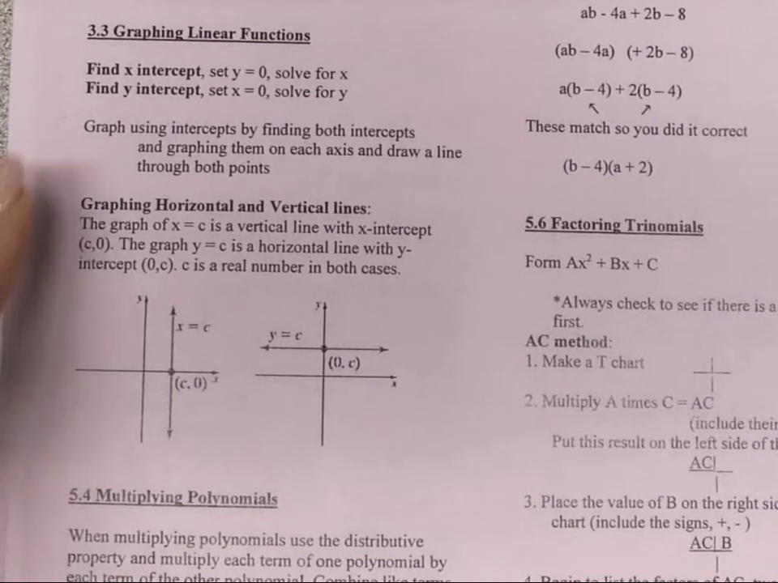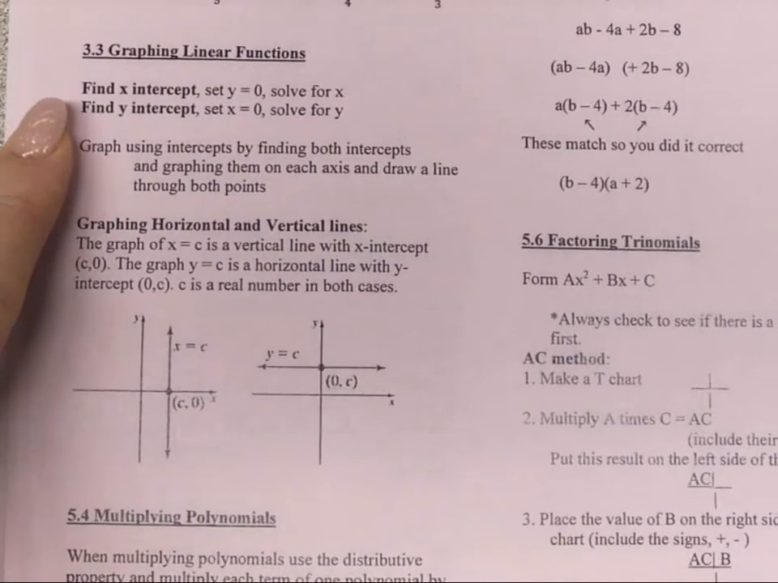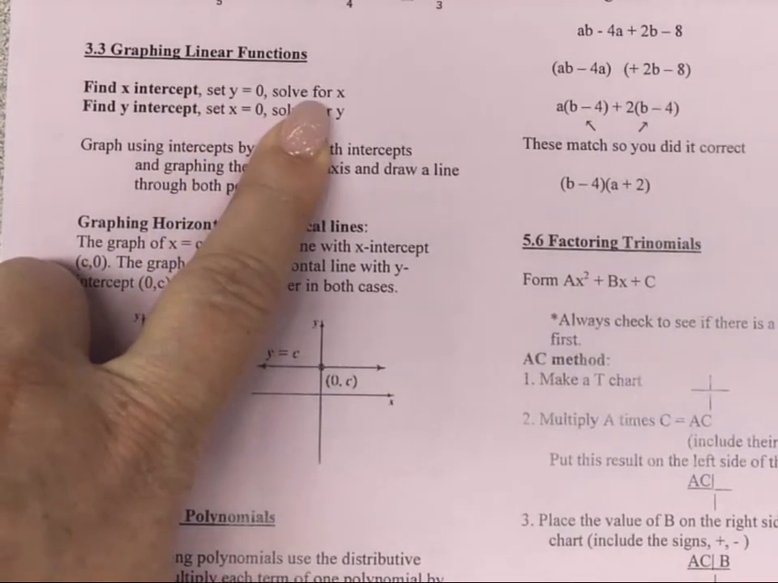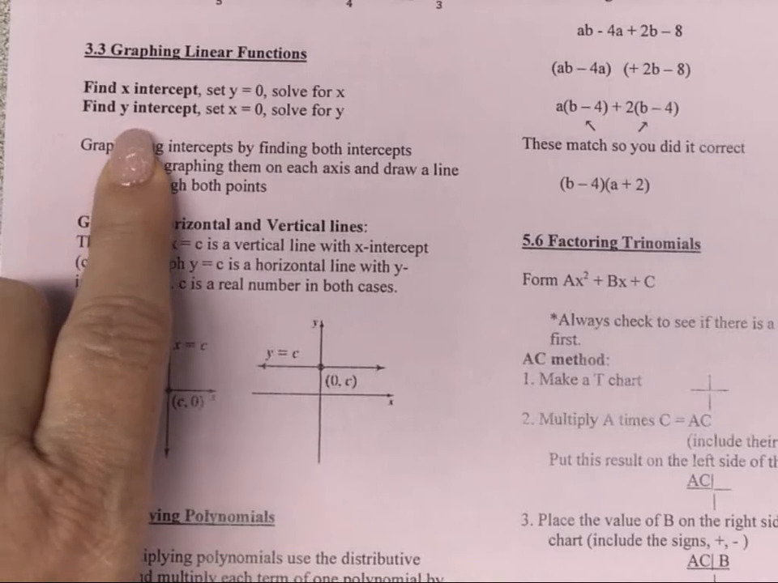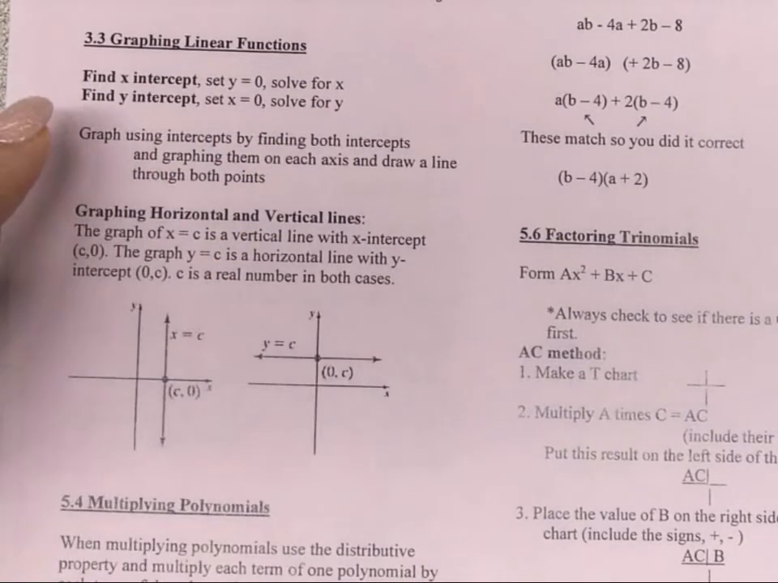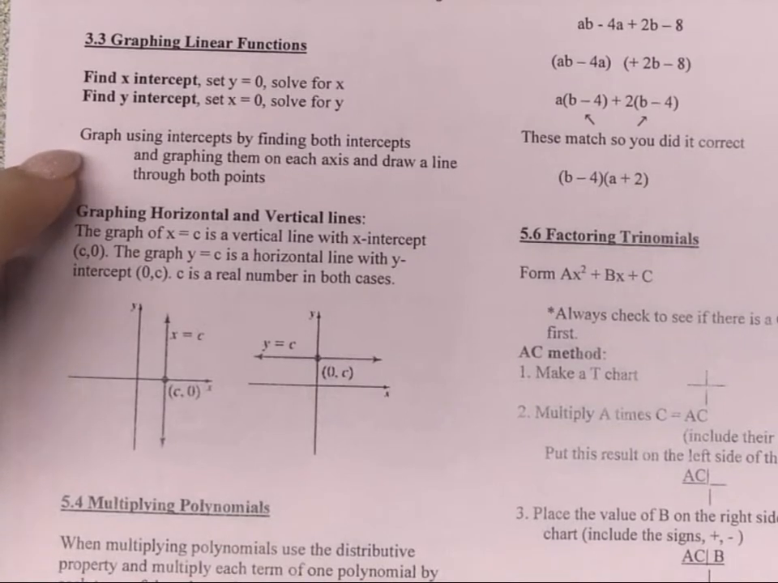We're talking about graphing linear functions. So we're going to find the x-intercept by setting y equal to 0 and solving for x. Find the y-intercept by setting x equal to 0 and solving for y. Then we're going to graph using the intercepts by finding both intercepts, graphing them on each axis, and then drawing a line through both points.